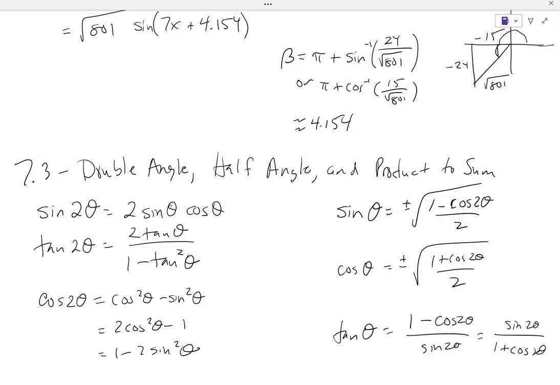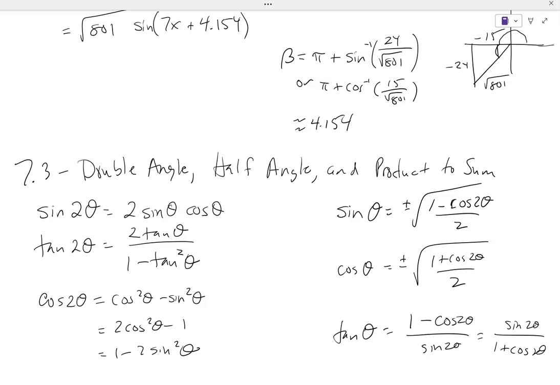Remember also that this is not truly plus or minus. I have to make a decision, is it positive or is it negative, depending on what quadrant the input is here on the left-hand side. So if it's 1 or 2 on the left-hand side, you'd use the plus. If it's 3 or 4, you'd use the minus. Here, if it's 1 or 4, you would use the plus. If it's 2 or 3, you would use the minus.